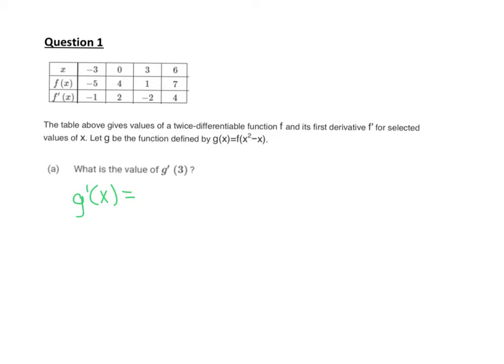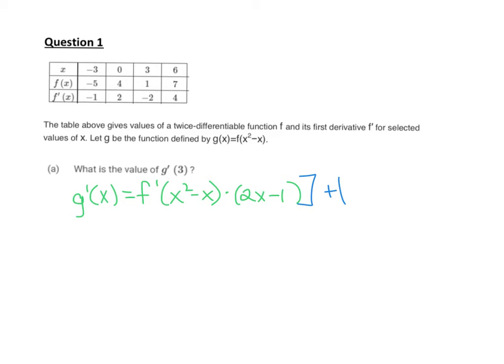So now I'm going to use my chain rule. I do the derivative of the outside, which is f prime, keep the inside the same. Now I multiply that by the derivative of the inside, which is x squared minus x. So I end up getting that g prime equals f prime of x squared minus x times 2x minus 1. If you get this part correctly, that's worth the first point of the problem.